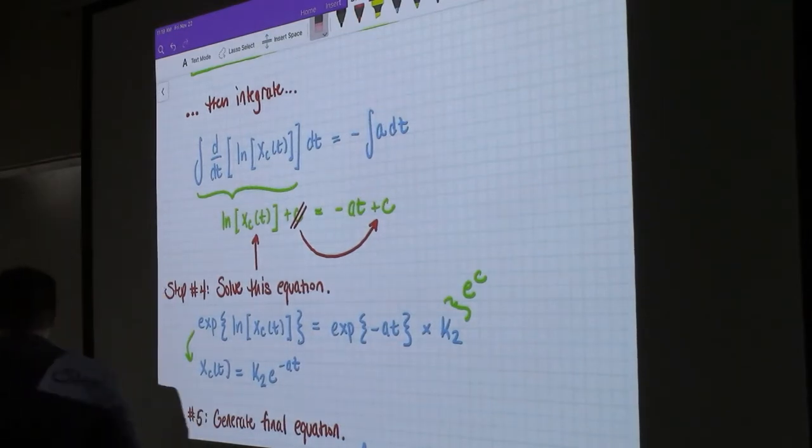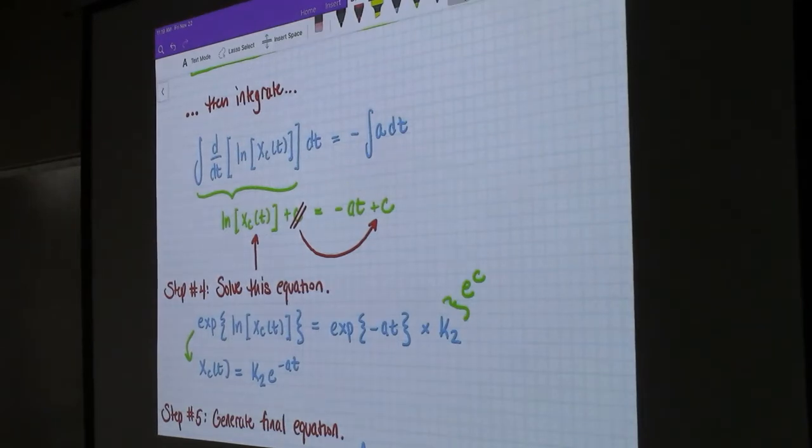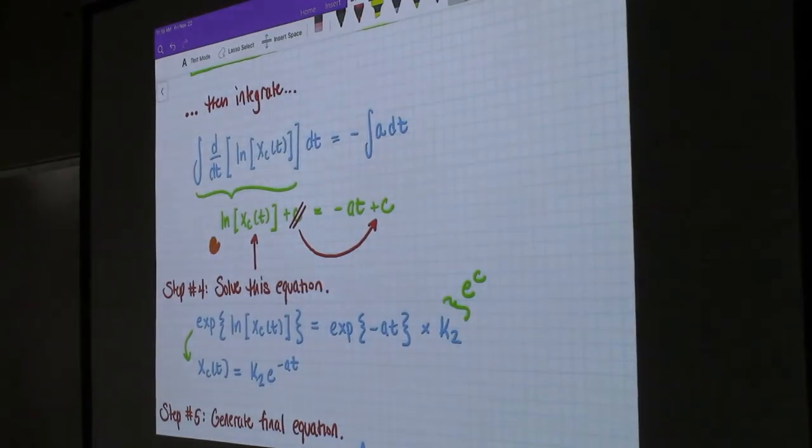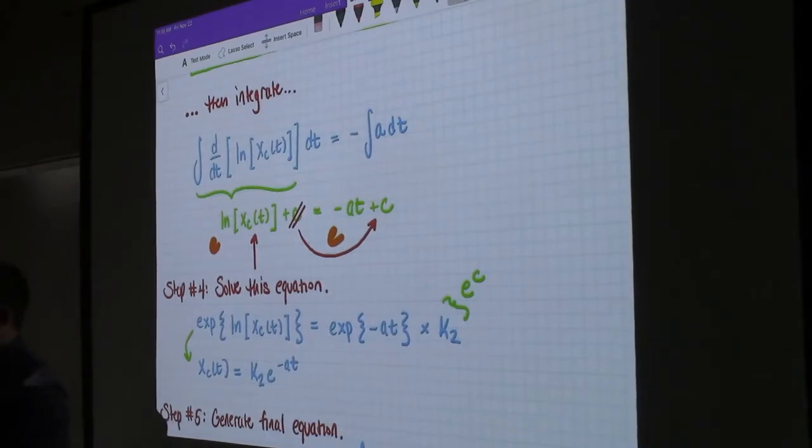The nice thing about this is we can simply say e to the this and e to the that, do that to both sides, and that will get rid of our natural log, because e to the natural log of x is equal to x, right? E and natural log are reciprocal functions with respect to one another.